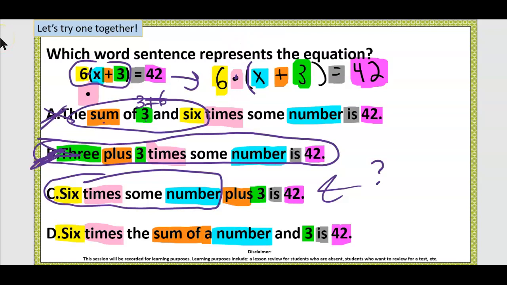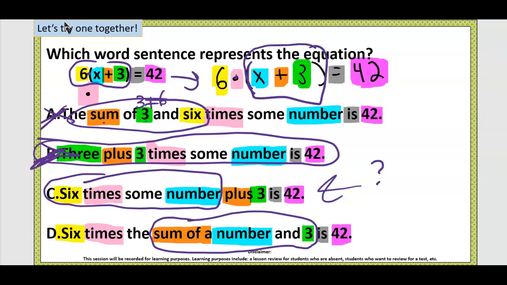Okay, 6 times the sum of a number and 3. Oh, the sum of a number and 3. Isn't that what we have here? Right here, the sum of a number and 3. Yeah, and then we're multiplying it by that 6, like that. Yeah, see, this could work.